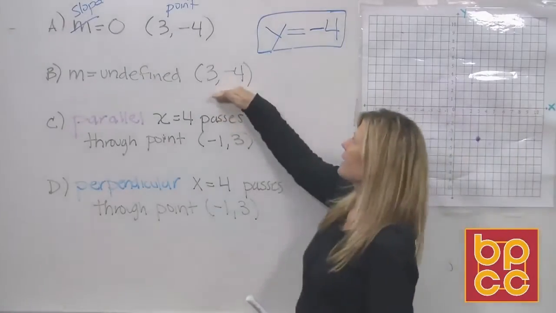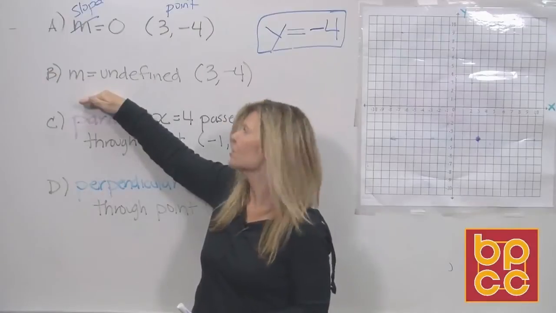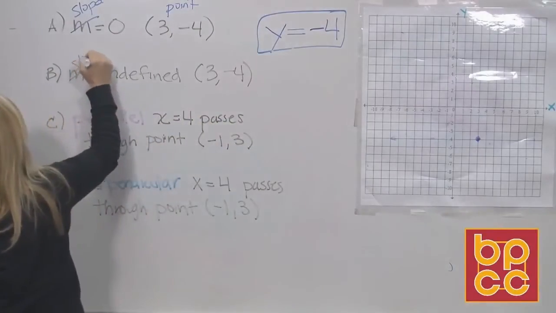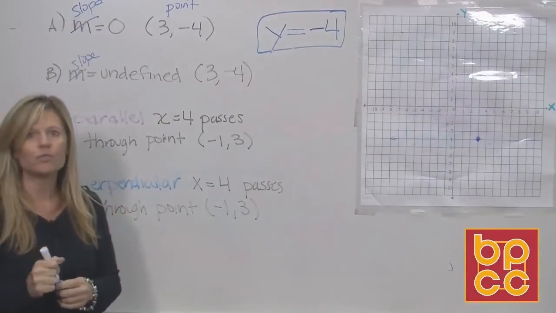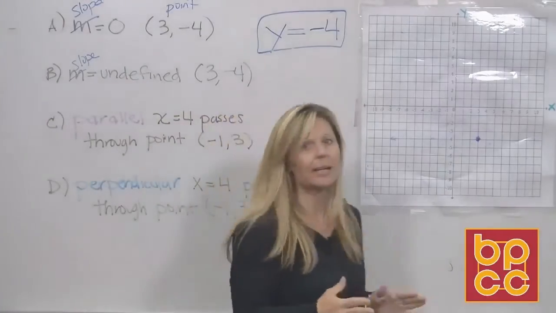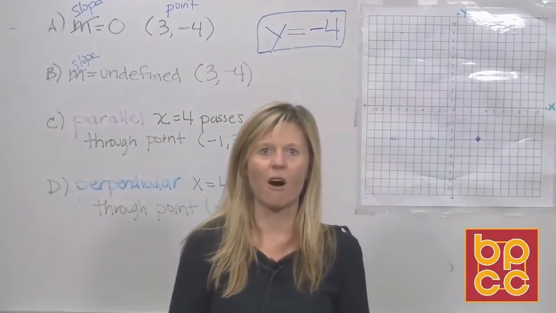So I gave you the same point. What I did was change this clue, detectives. This clue says M. M stands for slope. Slope is how the line moves. Now it says the slope is undefined. Now let's think a minute. We've already discussed this. What type of line has slope that's undefined?